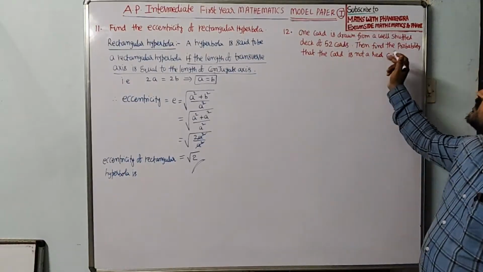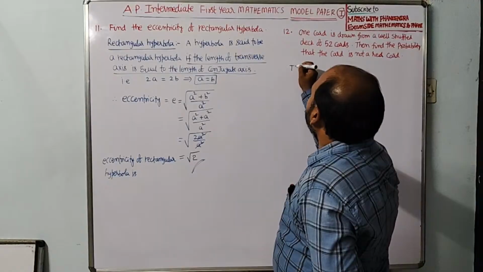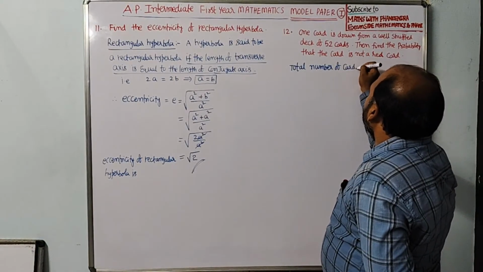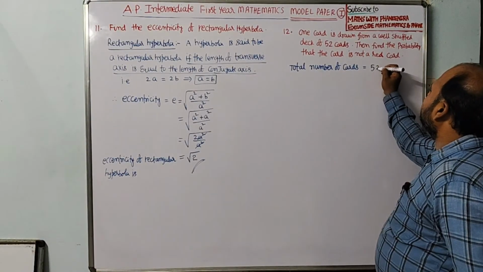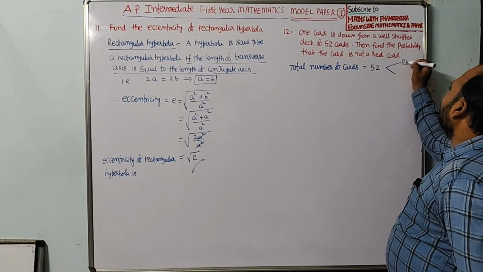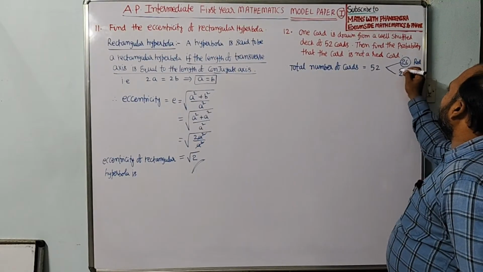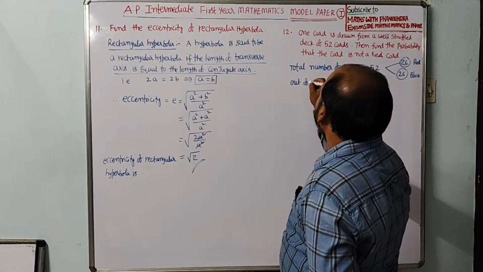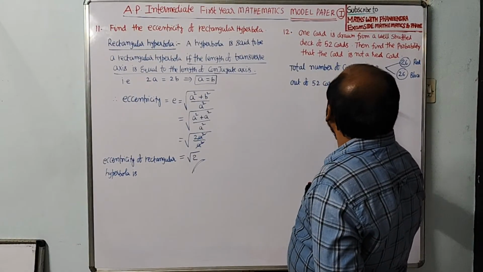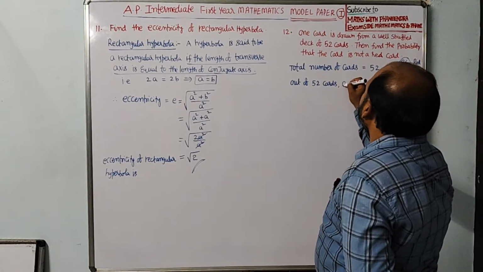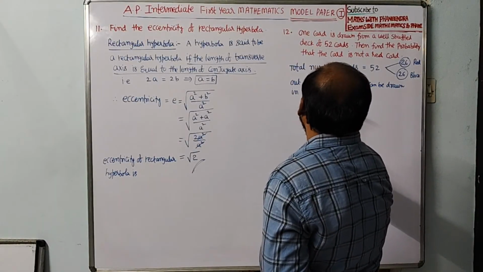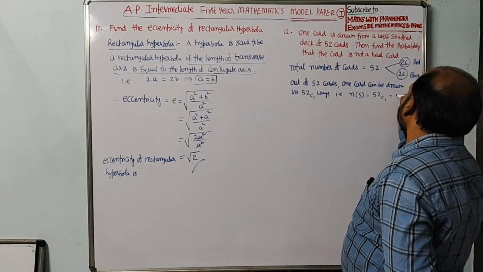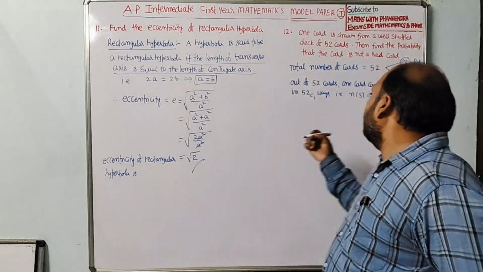Come here. One card is drawn from a well-shuffled deck of cards. The total number of cards: how many cards are there, dear students? In 52 cards, there are 26 red cards and 26 black cards. So out of 52 cards, one card can be drawn in 52C1 ways. That is the total number of possibilities. n(S) equals 52C1, and nC1 equals n, so 52C1 equals 52.